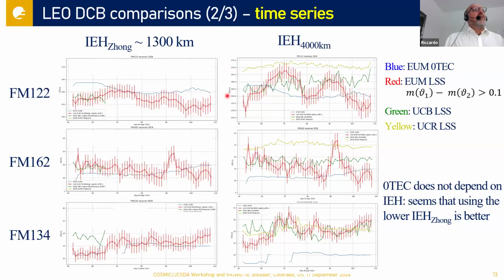Here is the case when we are computing the least square solution with an ionospheric effective height of 4,000 kilometers. All the solutions, EUMETSAT in red and University of Colorado Boulder in green, are going towards the UCAR solution. In particular, for these satellites, the agreement is really, really good. But what I want to stress again is that the zero-tech technique is independent from ionospheric effective height. And the better agreement is when the ionospheric effective height is selected to be 1,300 kilometers.